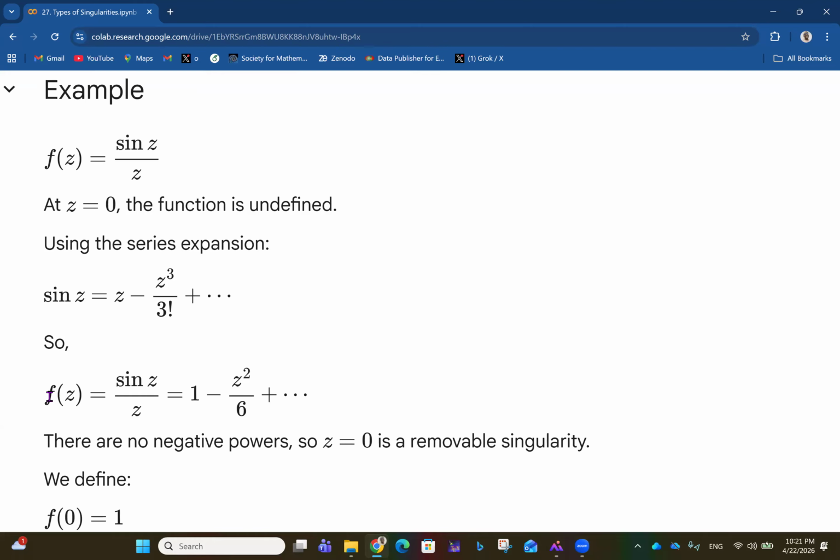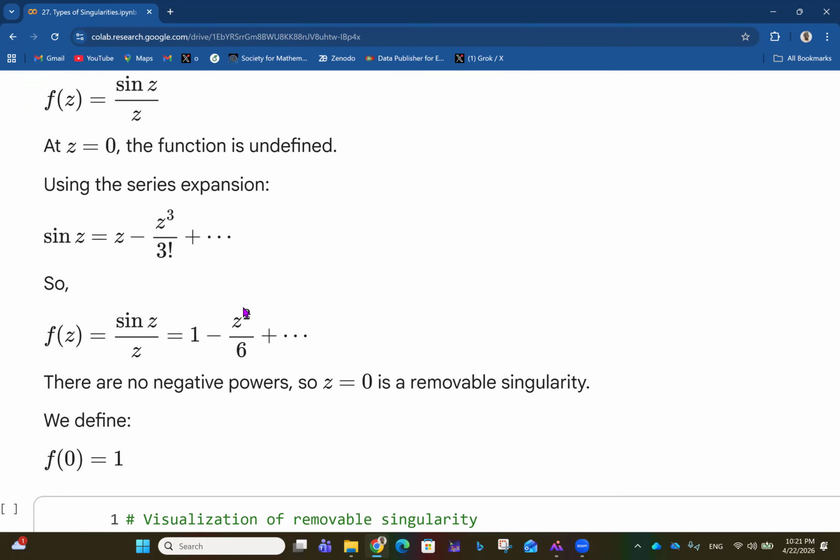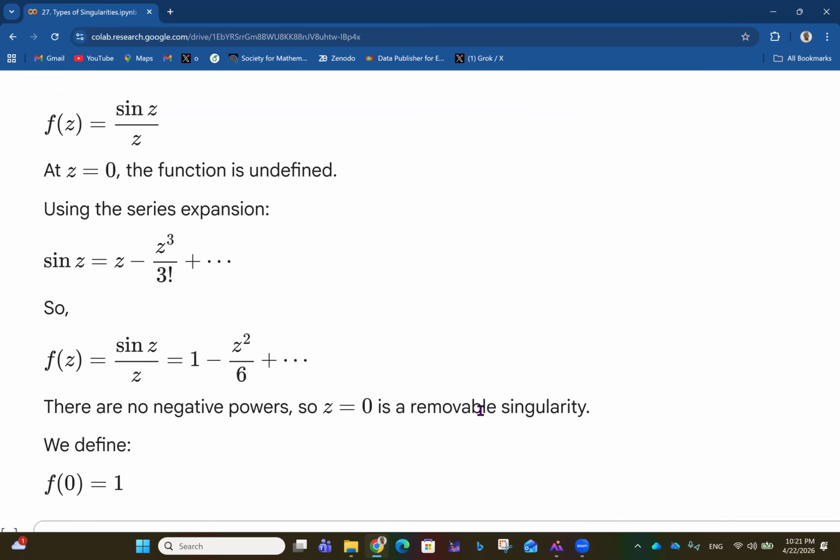So f of z will be all of this expression divided by z. Then z divided by z is 1, z cubed divided by z is z squared over 6, and so on. So sine z over z can be written as 1 minus z squared over 6 and so on. That means there are no negative powers, so z equals 0 is a removable singularity, because by the time we are done, no z has a negative power. We can then define f of 0 to be equal to 1, because we have a removable singularity.